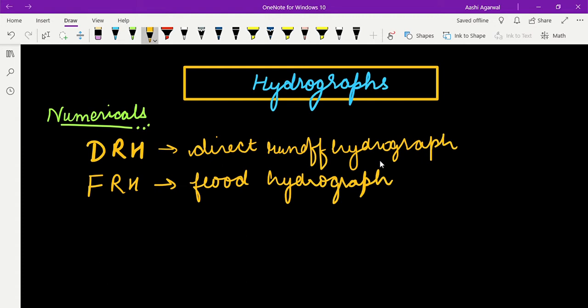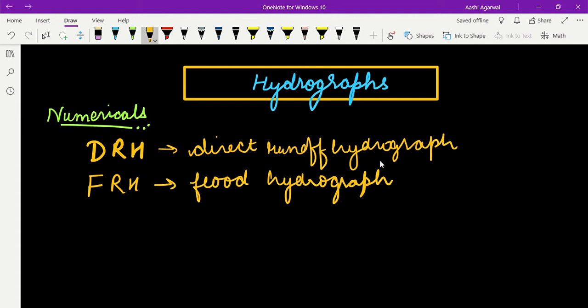How runoff varies in a river, what is the response of a particular catchment to a certain storm event, to a certain rainfall event, that is nothing but runoff. And how that runoff varies with respect to time, like what is the time taken to reach the peak in a particular river or stream, and what is that peak value. These are the two things that we get from hydrographs, and that is the importance of a hydrograph.